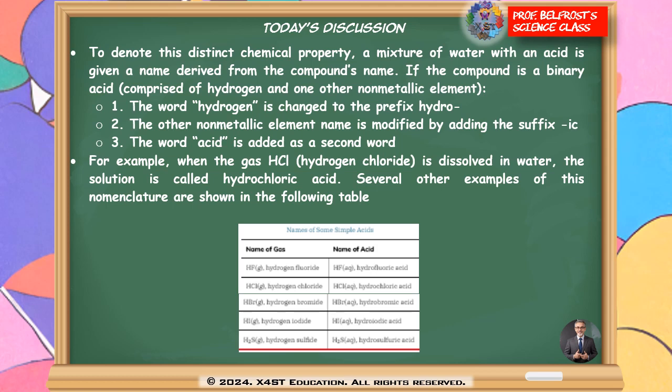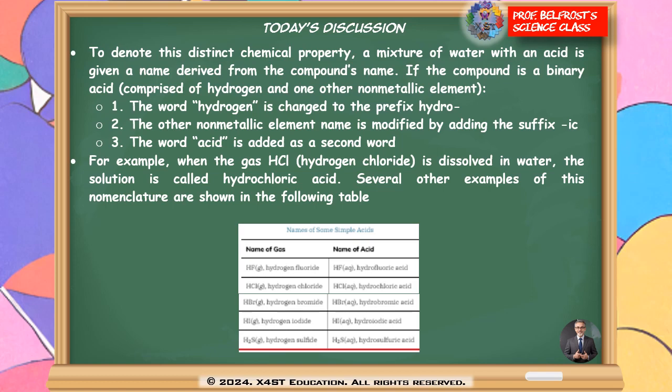So the word hydrogen is changed to the prefix hydro, the other non-metallic element name is modified by adding the suffix "ic," and the word acid is added as a second word. For example, the gas HCl, hydrogen chloride, when dissolved in water, the solution is called hydrochloric acid. Several other examples include hydrogen bromide, which when dissolved in water is called hydrobromic acid, or hydrogen sulfide, which makes hydrosulfuric acid, and so on.